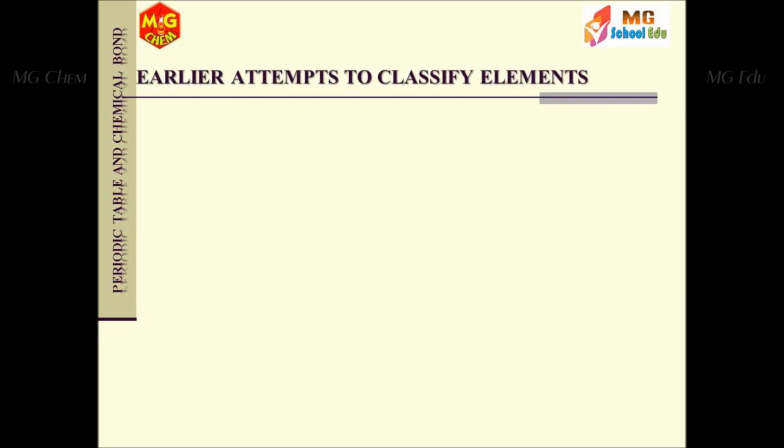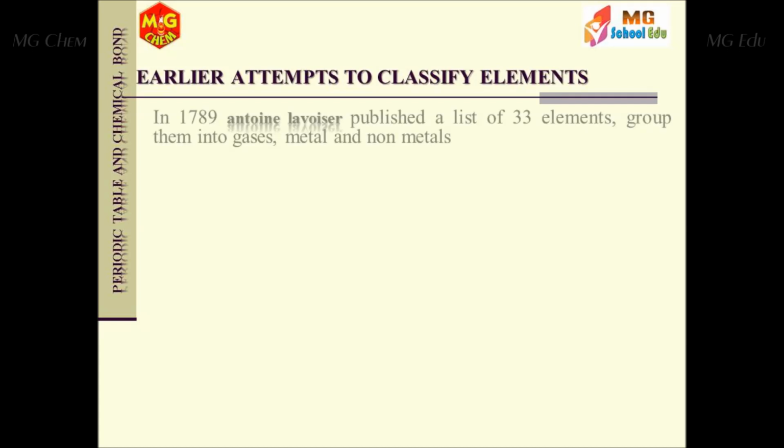Earlier attempts to classify elements. In 1789, Antoine Lavoisier published a list of 33 elements, grouped into gases, metals and non-metals.